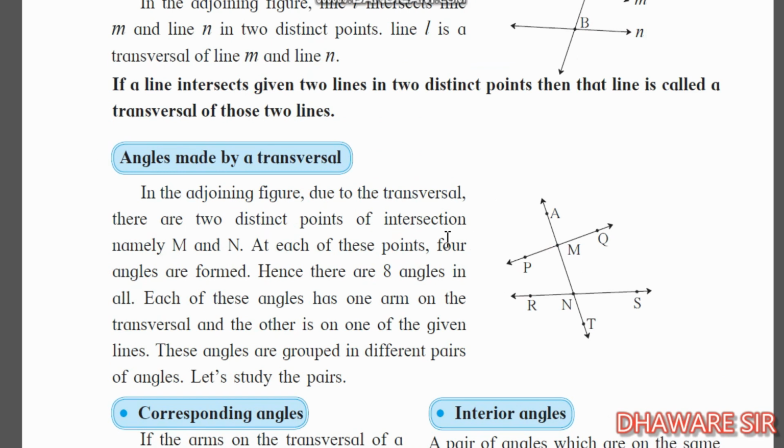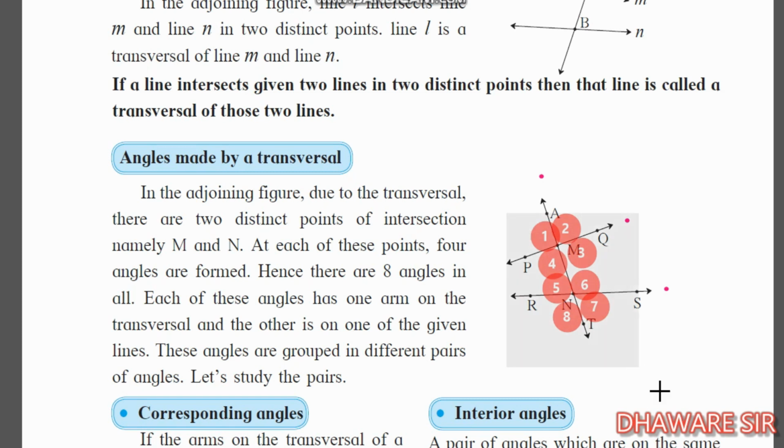Now what we see here is two lines, line PQ and line RS, and line AT. These are the two lines, line PQ and line RS, intersected by line AT. When intersecting, we see that there are 8 angles created: the first, second, third, fourth, fifth, sixth, seventh and 8th. What is the relation between these angles?